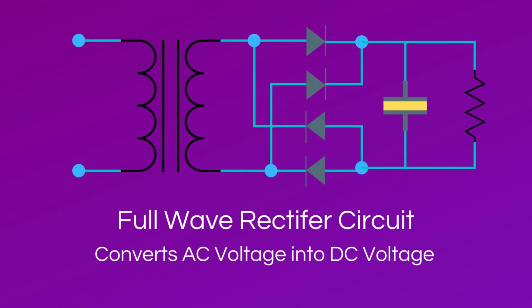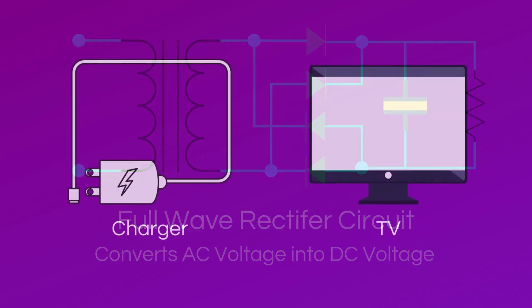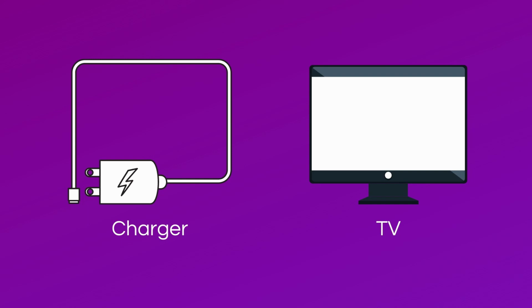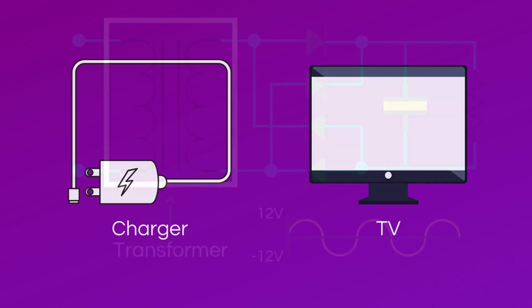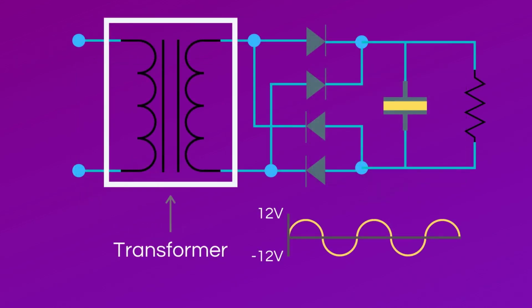The first major way a capacitor can be used is in a full-wave rectifier circuit that converts AC voltage into DC voltage. In the United States, voltage from the power company is delivered in AC. However, many devices in your house, such as your cell phone charger and your TV, use this type of circuit to convert AC voltage into usable DC voltage. The transformer takes the high AC voltage and reduces it to a voltage level that can be used in DC circuits, usually around 12 volts.